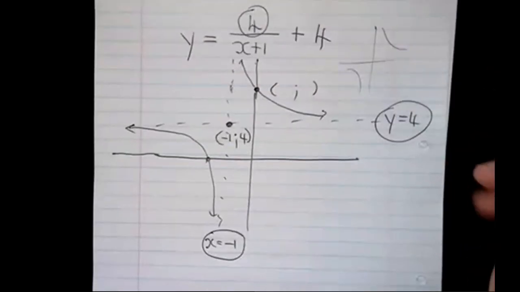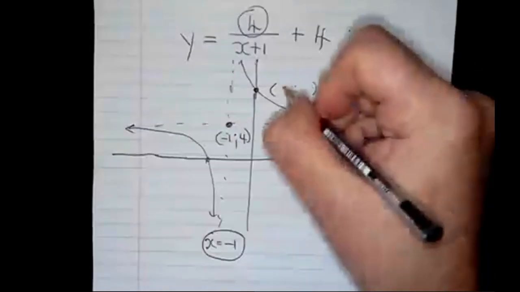Let's do the easy one first. Have you done it? I'm keeping quiet, so I'm hoping you're working ahead of me. This is the easy one, because on this line, x is naught.